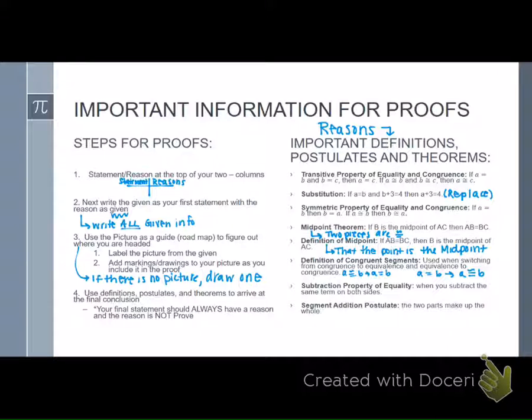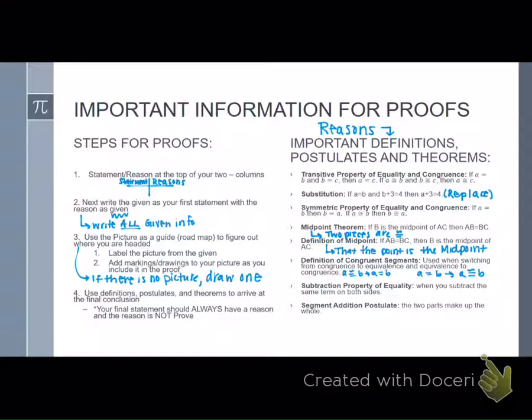So subtraction property of equality is when you subtract the same term on both sides. And you can't choose subtraction property unless it's of equality. Do not use it with congruence. And segment addition postulate, the two parts make up the whole when you're adding two pieces together. When I snapped that pencil and I tried to put it back together, that's the segment addition postulate, okay? We're going to be doing proofs with that. When you are ready, we're going to get started with proofs.